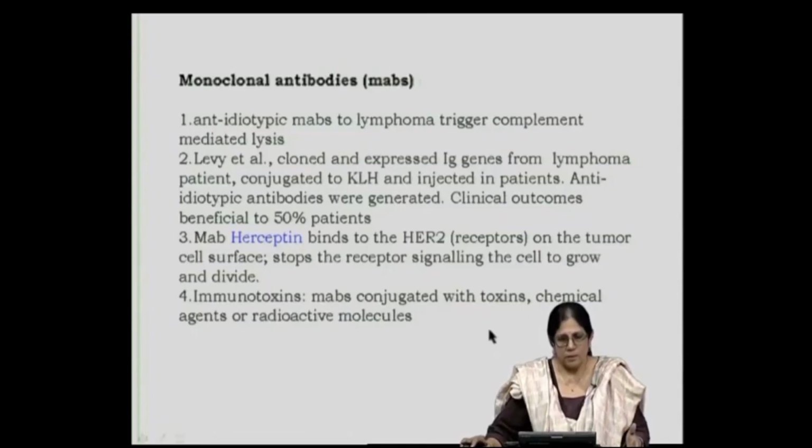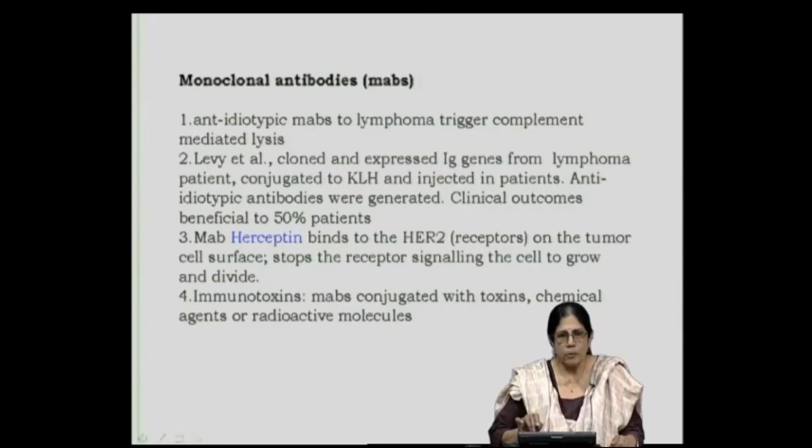So, instead one can have monoclonal antibodies that can recognize specifically tumor cells or bind more to tumor cells. These antibodies can be conjugated with toxins or chemical agents or radioactive molecules. Now, toxins I will elaborate a little bit more. Let us go to chemical agents.